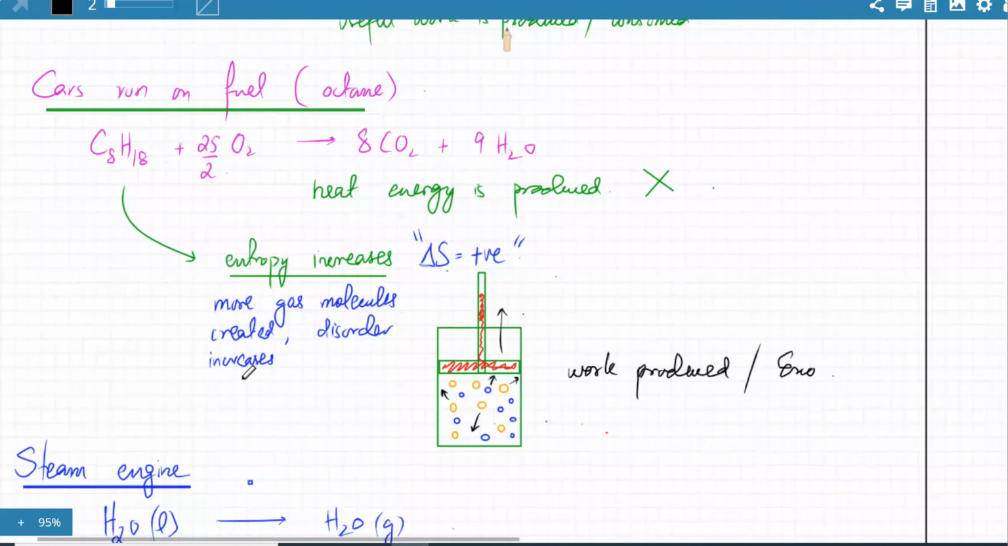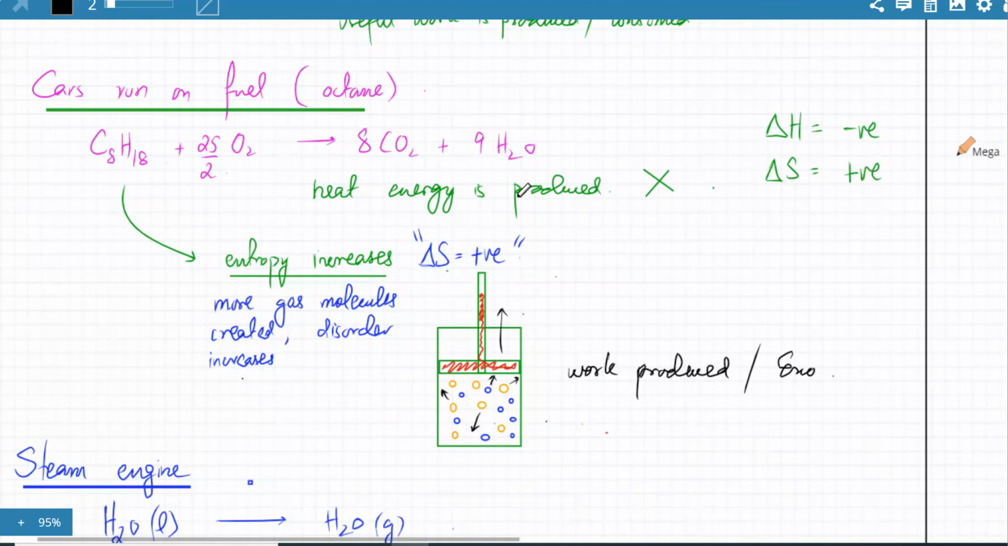So let's talk about this reaction, and we're going to come to the steam engine question as well. Can you tell me what is the sign of delta H? Is it an exothermic reaction? Negative. So it's exothermic, it's negative, right? And what's the sign of delta S? Is disorder being created when petrol burns? Yes, so that's positive.